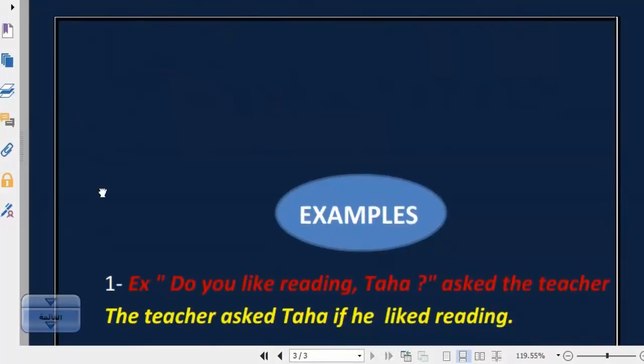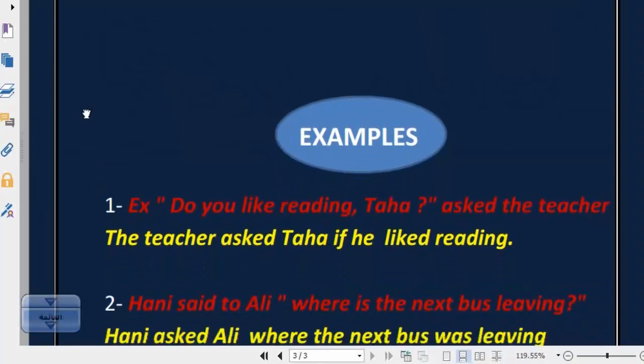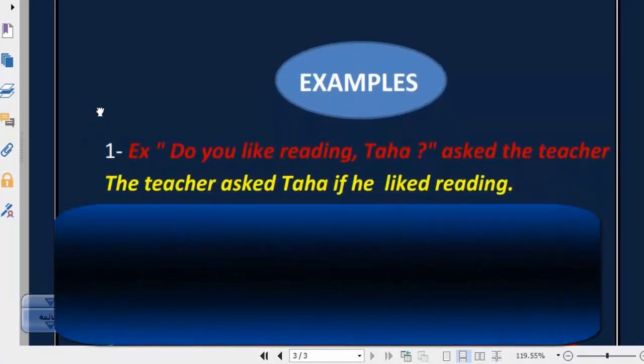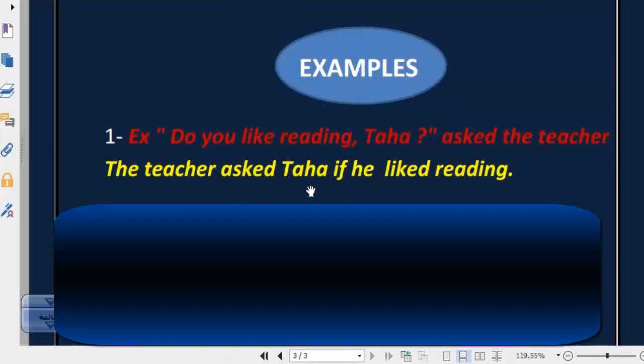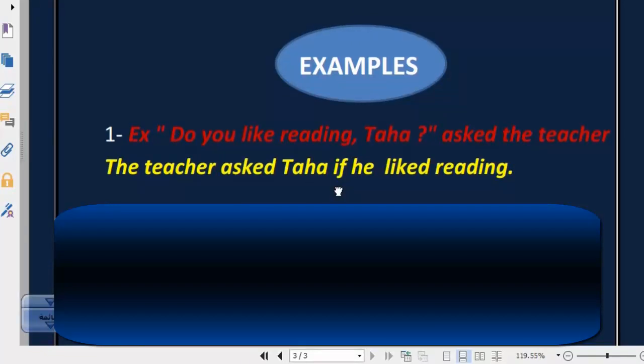Examples. I hope you can answer it on your own before you look at the answer. "Do you like reading, Taha?" asked the teacher. If you look here, you can find that he put the beginning of the question, who said to whom, at the end of the question. So I have to ask myself, who did the teacher talk to? He talked to Taha. So the teacher asked Taha, and that is a yes or no question. So I put if he, related to Taha, liked reading, liked, because it's a present question.